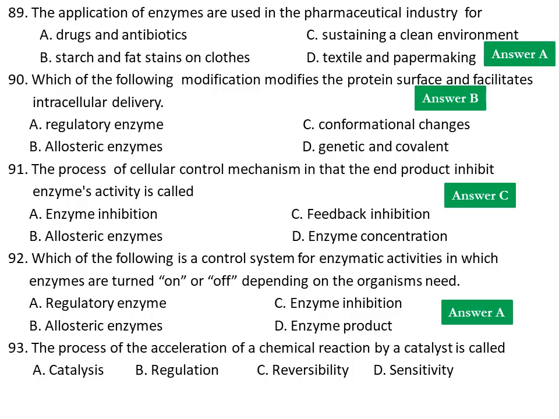Question number 93. The process of acceleration of a chemical reaction by a catalyst is called A. Catalysis. B. Regulation. C. Reversibility. D. Sensitivity. So the answer should be A. Catalysis.